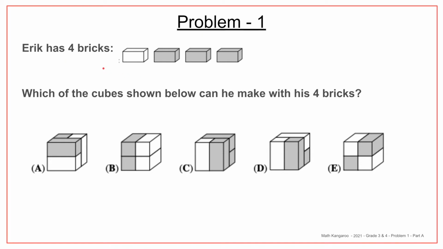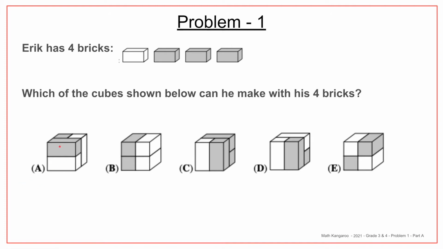Problem 1. Eric has 4 bricks, 1 white and 3 gray. Which of the cubes shown below can be made with his 4 bricks? These are our options. Let's go through each option and count the gray cubes carefully.